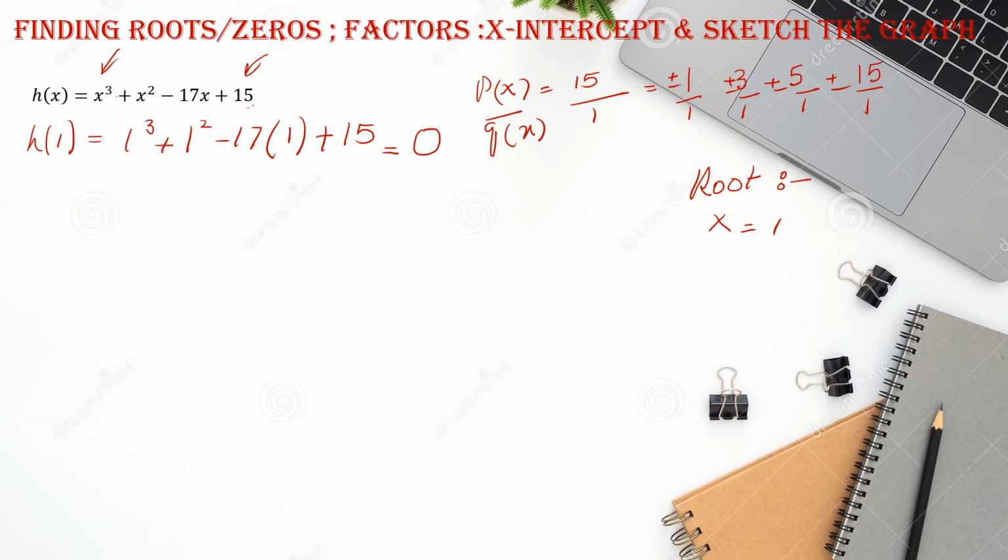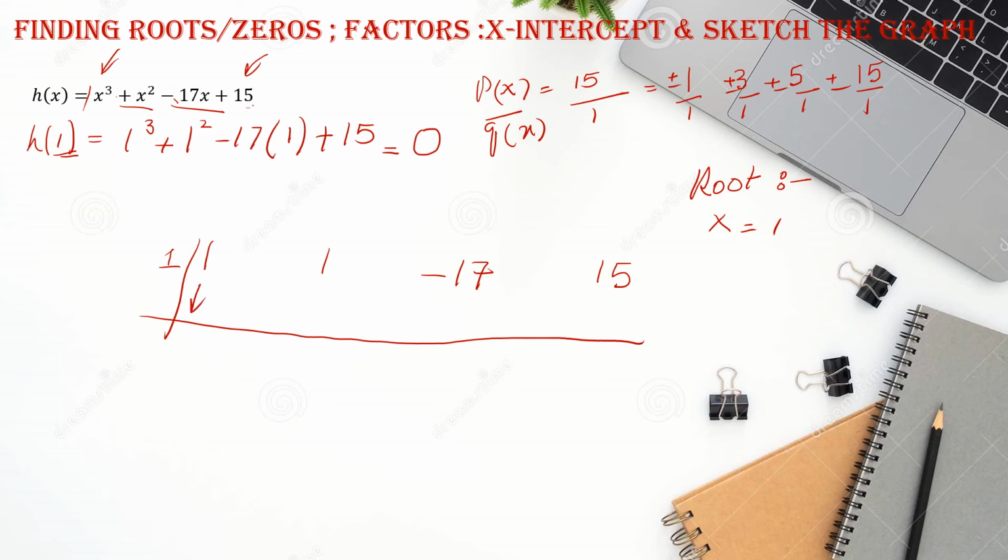For the synthetic division, we write the coefficients from the highest degree to the lowest one. So for the x cube, I have written nothing, it means 1. For x square, I have again plus 1. For x, I have negative 17, and then the last constant is 15. Now what factor I found? I found 1. So I will divide the whole equation by 1.